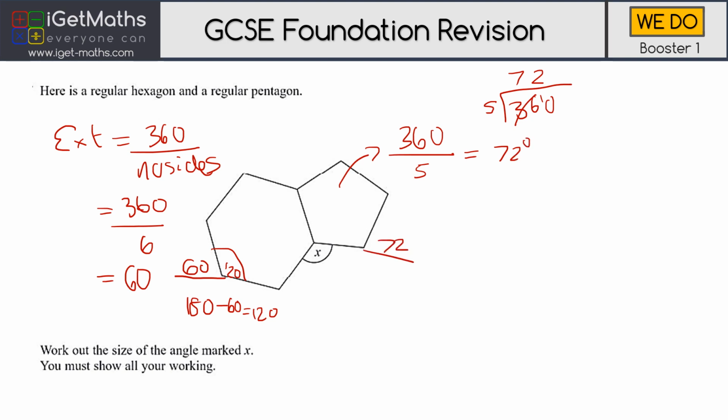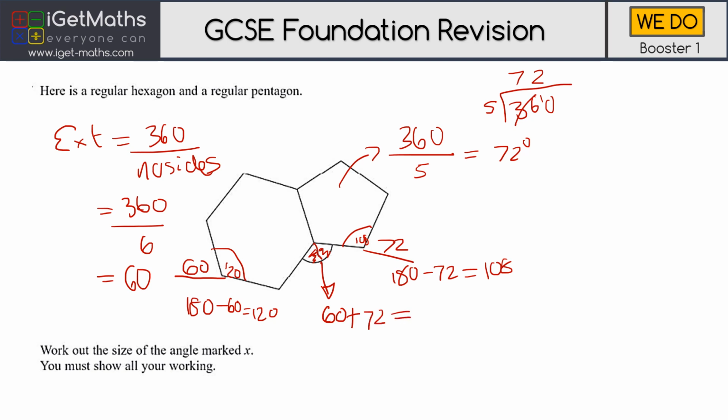If we wanted the interior angle, remember we'd do 180 minus 72, and we'd need 8 more to get to 80, so that's going to be 108. However, we want the X, which is on the outside, and that's going to be a combination of the exterior of the hexagon and the exterior of the pentagon. So that, therefore, is going to be the exterior of 60 plus the exterior of the pentagon, 72.